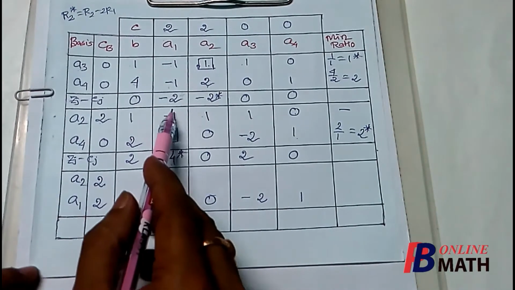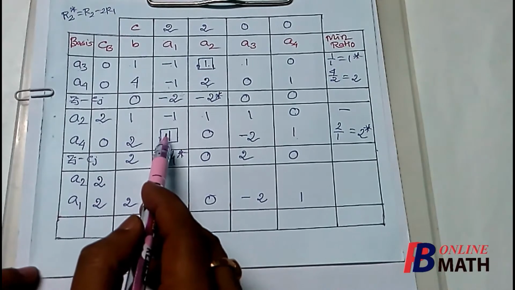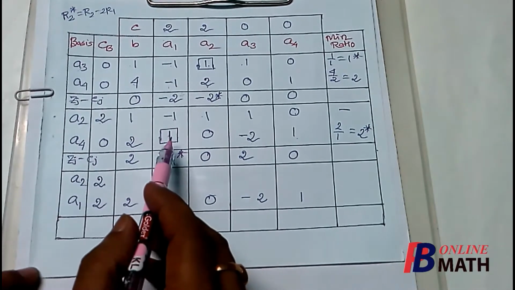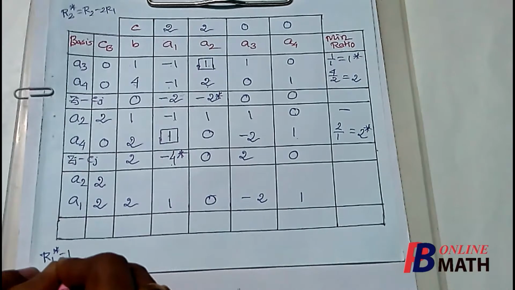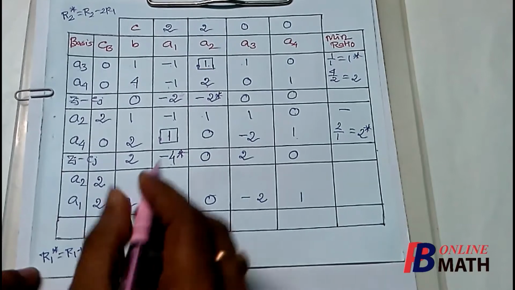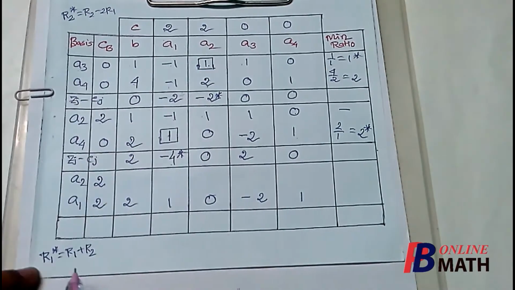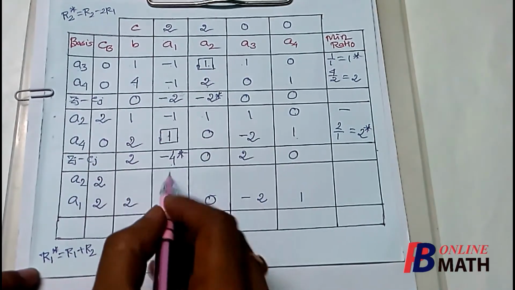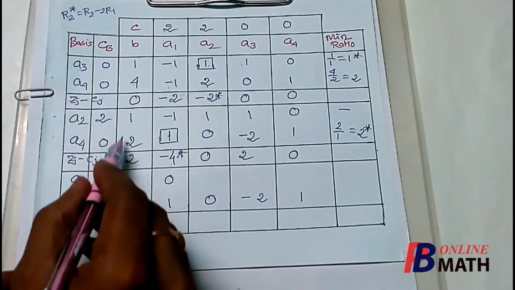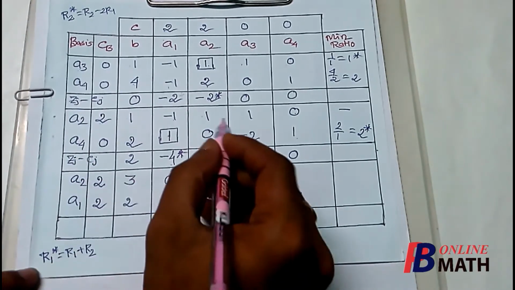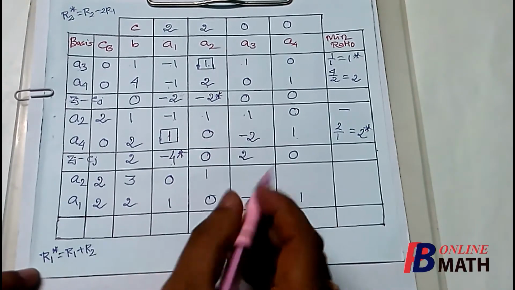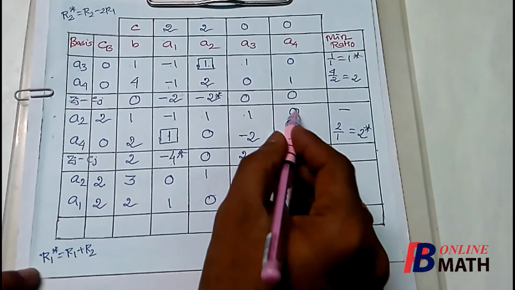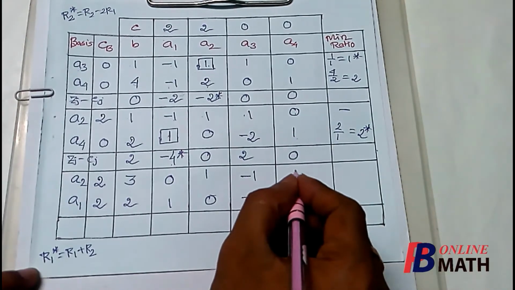Next we shall make this element 0 by using this key element. It is easy to note that if we use the row operation R1 star equal to R1 plus R2, then this element will become 0. So if we apply this row operation on the first row, this element will be 0. This will be 1 plus 2 equal to 3. This will be 1 plus 0 equal to 1. And this will be 1 plus minus 2, which is minus 1. It is 0 plus 1, which is 1.